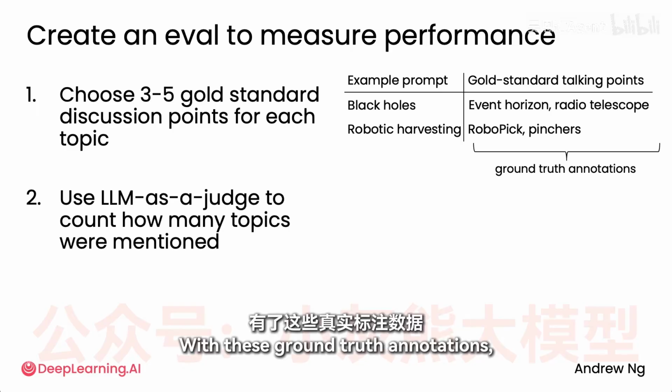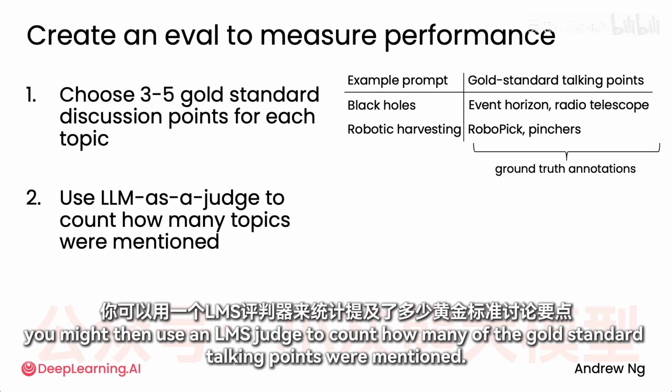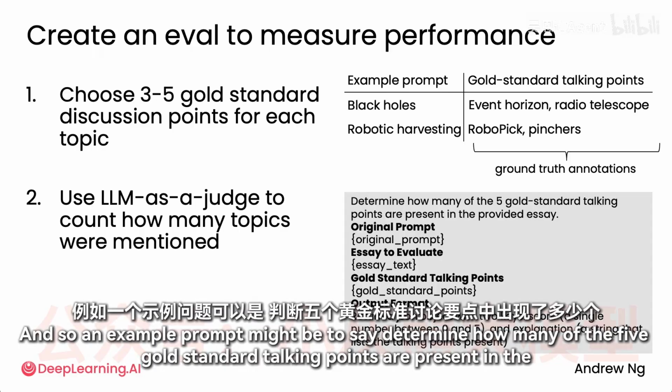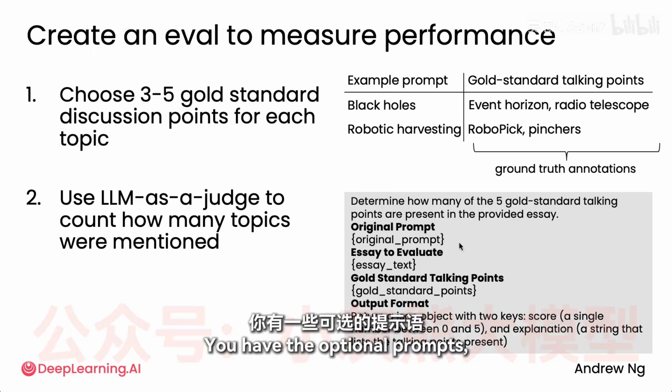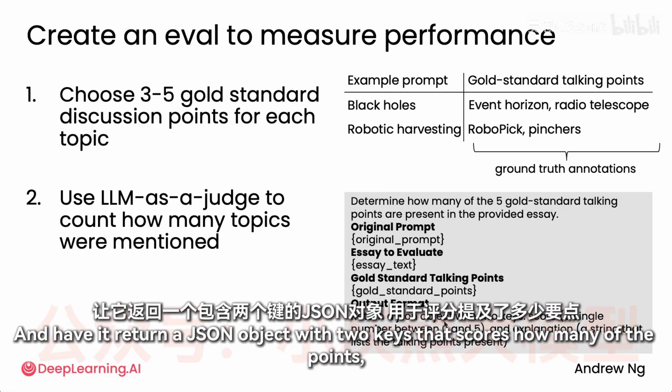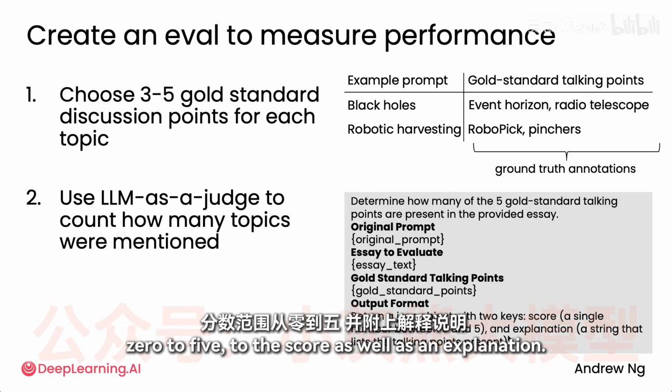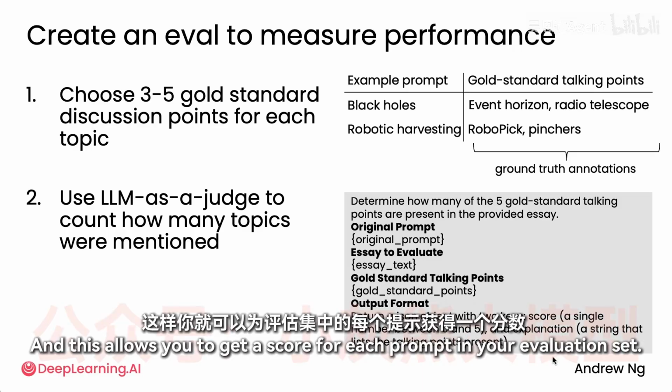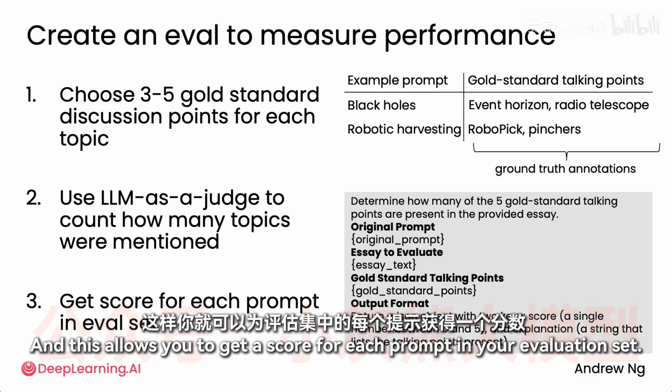With these ground truth annotations, you might then use an LLM judge to count how many of the gold standard talking points were mentioned. And so an example prompt might be to say, determine how many of the 5 gold standard talking points are present in the provided essay. You have the original prompts, the essay text, gold standard points, and so on, and have it return a JSON object with 2 keys that scores how many of the points, 0 to 5, did it score, as well as an explanation. And this allows you to get a score for each prompt in your evaluation set.